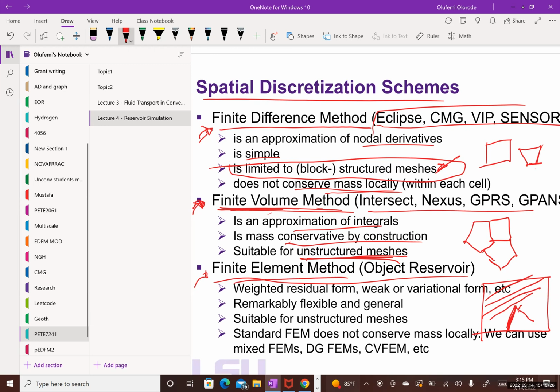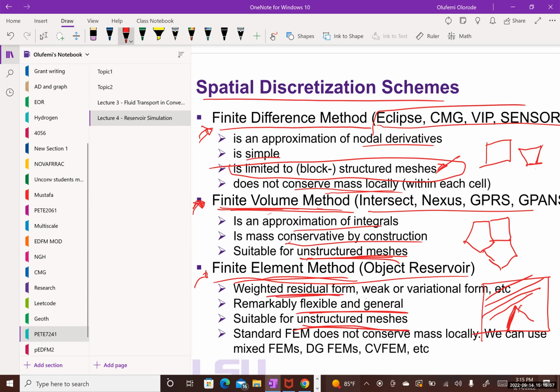Finite element method is even more flexible because triangular meshes have been shown to be more flexible in conforming to irregular boundaries, irregular discontinuities in the structure. So it's very good for unstructured meshes. We can use triangular meshes, we can use quadrilateral meshes. So that's why it's remarkably flexible and general. It uses something called weighted residual.